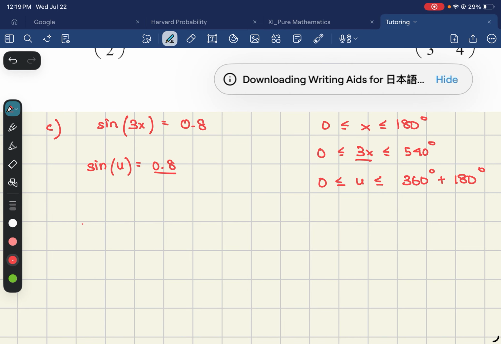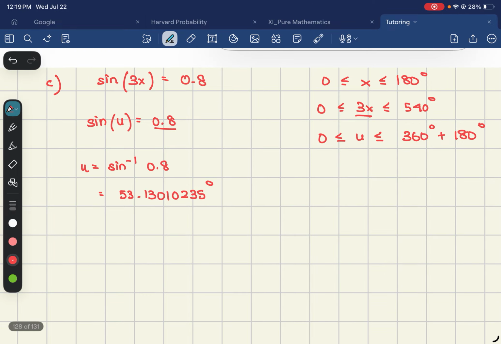So sine of u is 0.8. u is just going to be sine inverse of 0.8, and sine inverse of 0.8 is going to be an acute angle, which is 53.13010235 degrees. So that is the acute angle solution. And if you have your acute angle solution, we know that another solution that is going to work is you subtract it from 180, which gives 126.86989765. All right. So these are going to be your two solutions from 0 to 360.